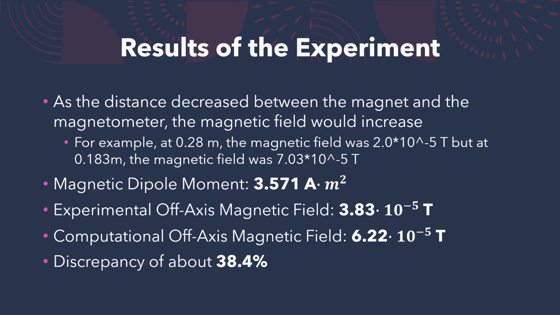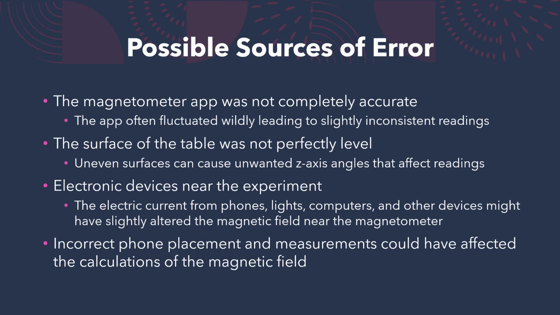The results of the experiments, as I said before, show an inversely proportional relationship between distance and magnetic field magnitude. The magnetic dipole moment was 3.571. The experimental data is shown and the computational magnitude is shown with about 38.4% difference.